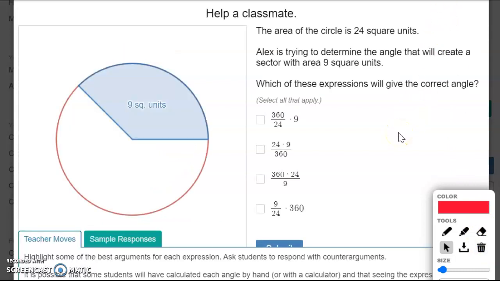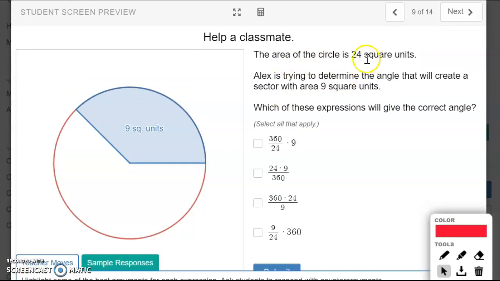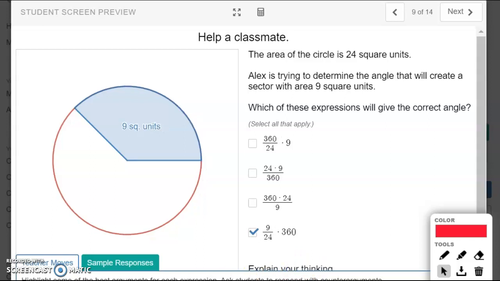Alright, the area of a circle is, I'm sorry, the area of a circle is 24 square units. Alex is trying to determine the angle that will create a sector of 9 square units. So I just want 9 out of a possible 24. So it's going to be 9 divided by 24 multiplied by 360. And submit.